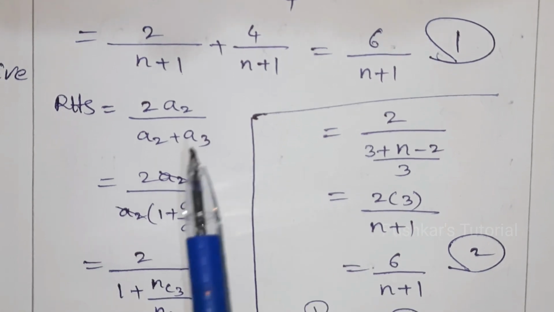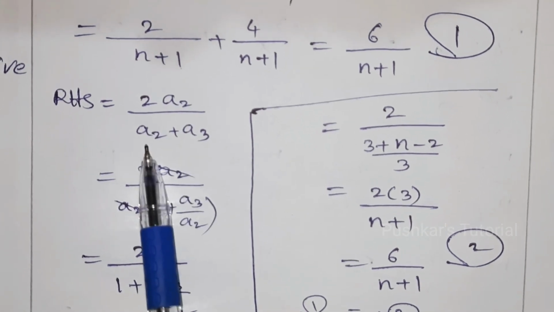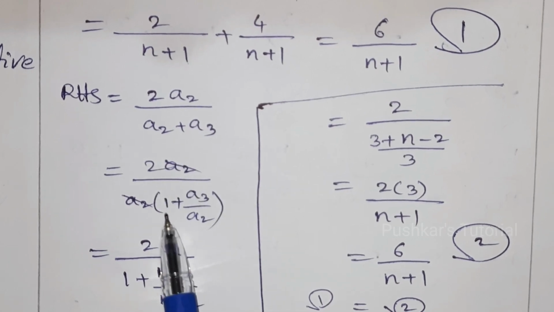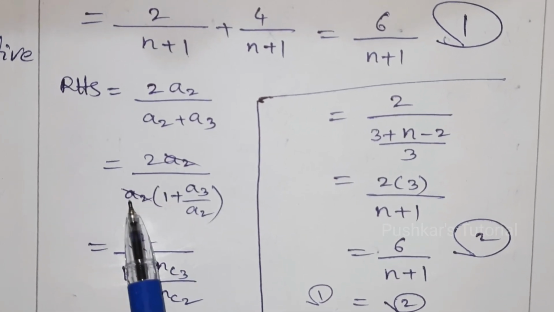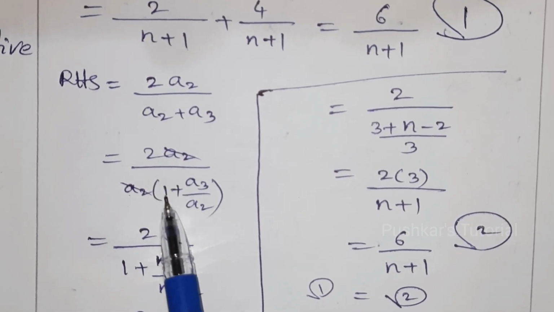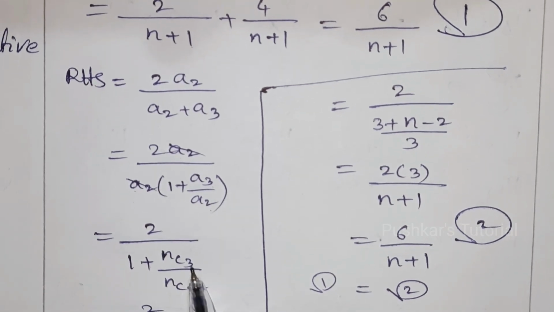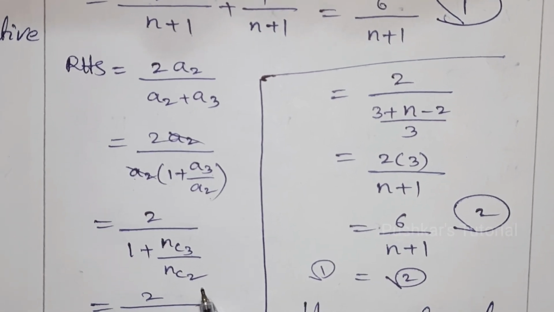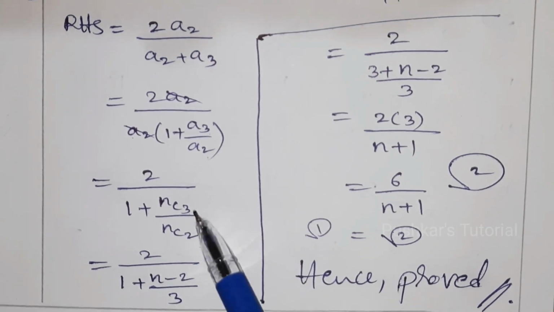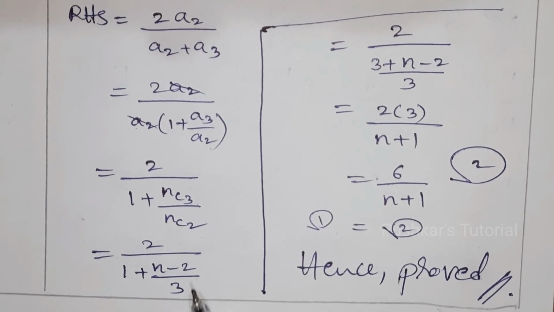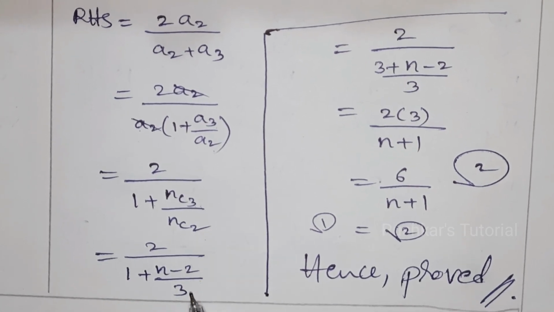RHS is given as 2a2/(a2+a3). Here directly I am taking the common of the denominator. Taking a2 common, a2 gets cancelled. Only what is left is 2/(1+a3/a2). So 2/(1+...) where a3 means nC3 and a2 means nC2, same n, and 3 preceding 2, so we can apply the formula: (n-2), the denominator goes to the numerator, and the numerator comes to the denominator.